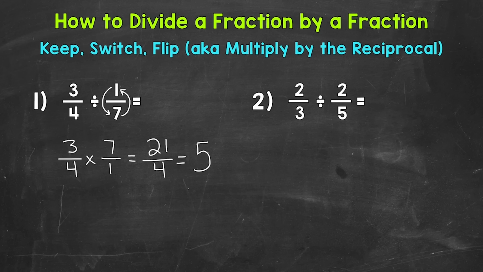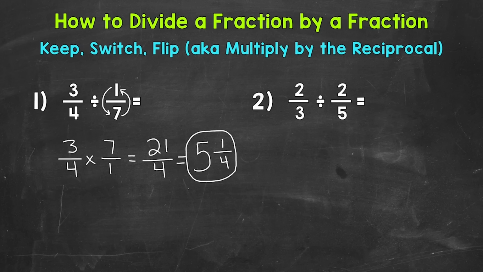Now that doesn't hit 21 exactly. We have a remainder of 1, so that's our numerator in our fractional part of the mixed number, and we keep our denominator of 4 the same. Always look to see if you can simplify the fractional part of a mixed number. 1/4 is in simplest form, so we are done. 5 and 1/4 is our answer for number 1. So 3/4 divided by 1/7 equals 5 and 1/4.